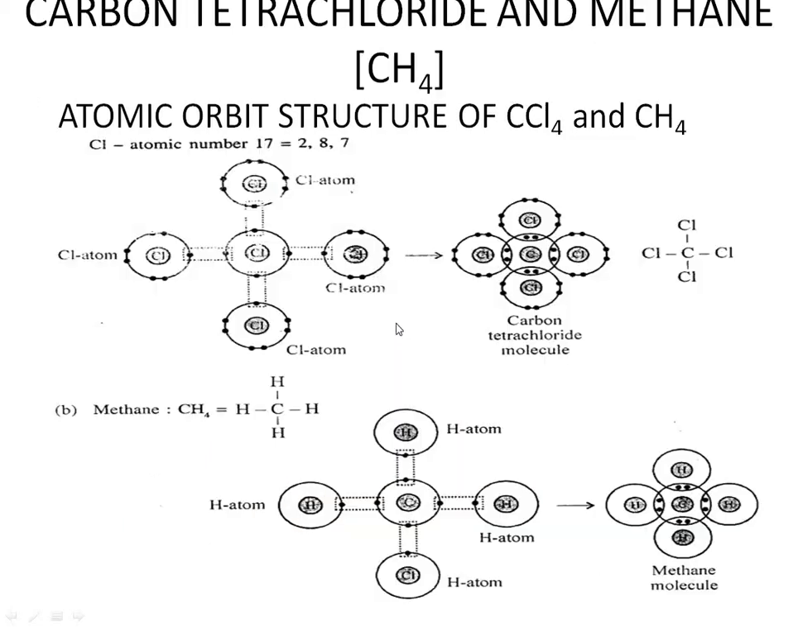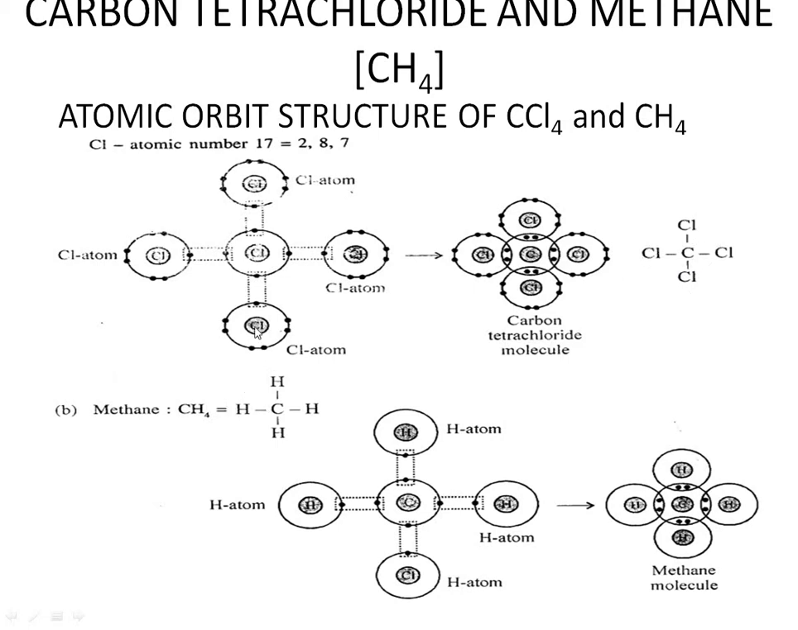Now we'll see the next thing, that is methane and carbon tetrachloride. First we'll discuss the atomic orbit structure of carbon tetrachloride. When you come to this carbon tetrachloride, this is carbon here in the center, the other four are chlorine atoms. See here it is very clear, carbon in the center, 4 chlorine atoms. The other structure also, carbon in the center, the other 4 chlorine atoms here.